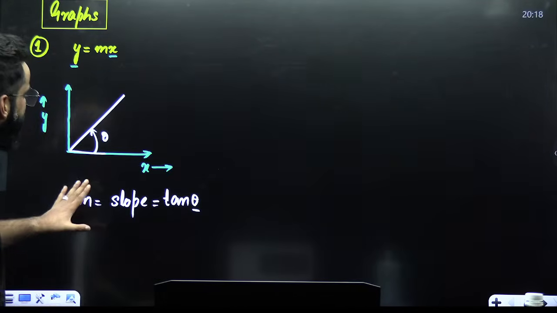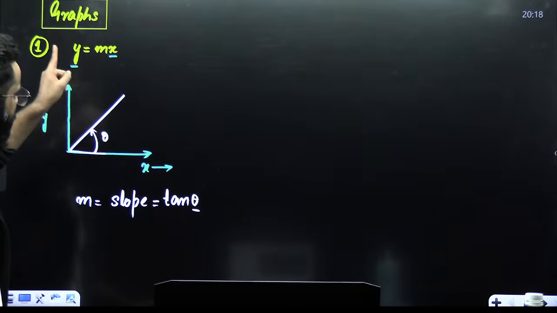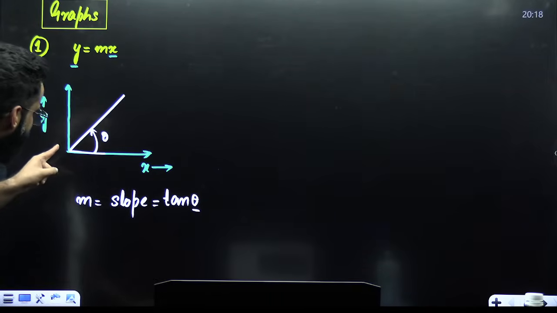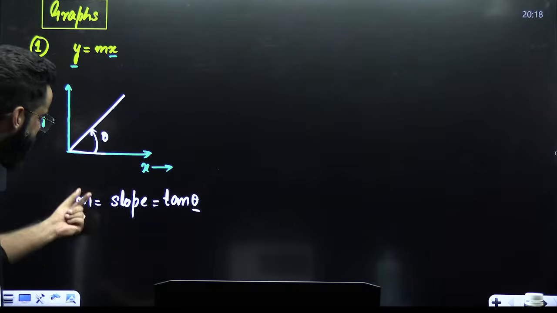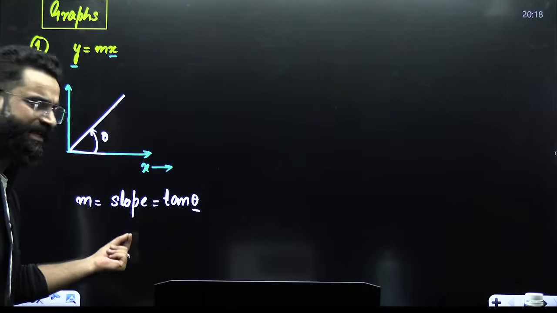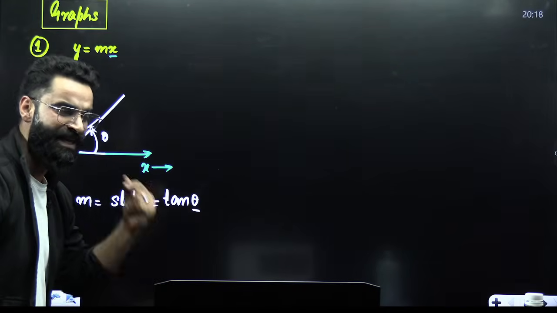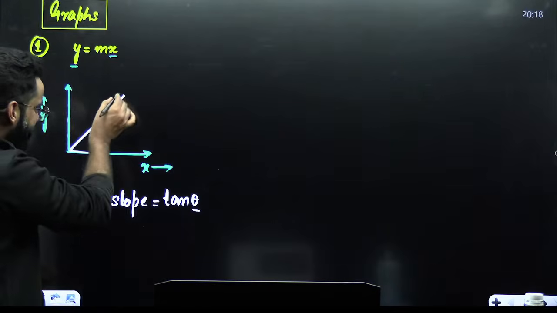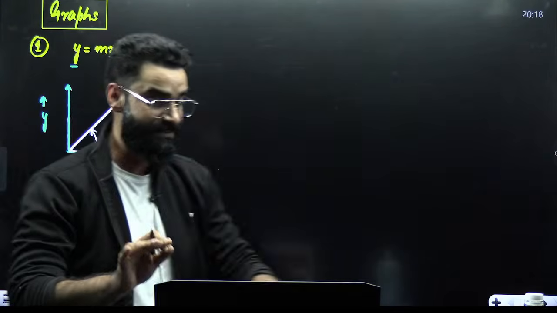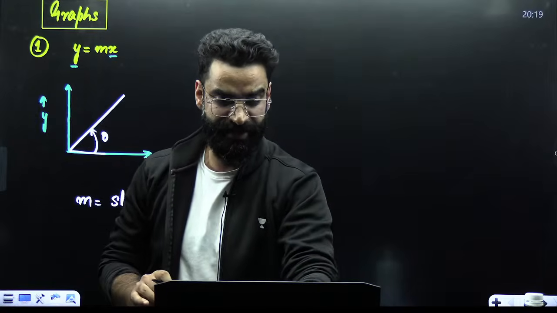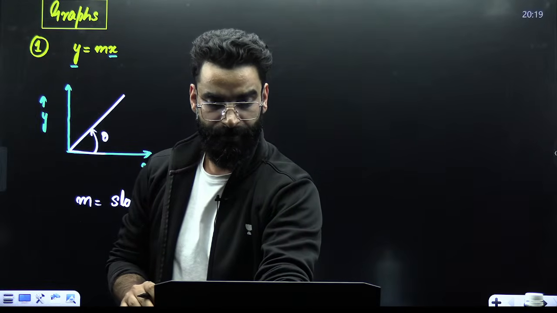So first of all, whenever you have to plot a graph between y and x for the equation y is equal to mx, the nature of the graph is going to be a straight line passing through origin. This m represents the slope over here. Slope is nothing but tan of theta. Theta is the angle which the graph makes with the positive x-axis in the anti-clockwise direction. Is this clear to everyone? Quickly in the chats, people.